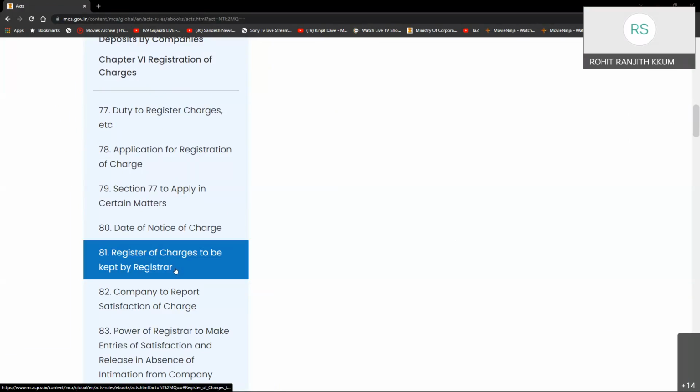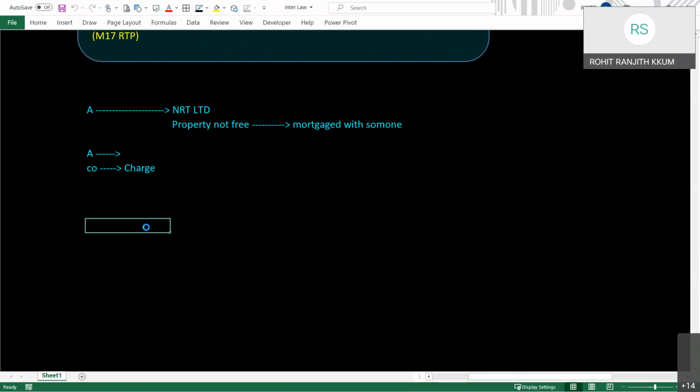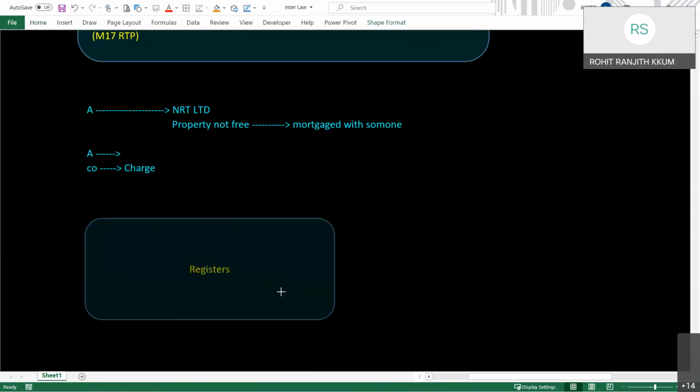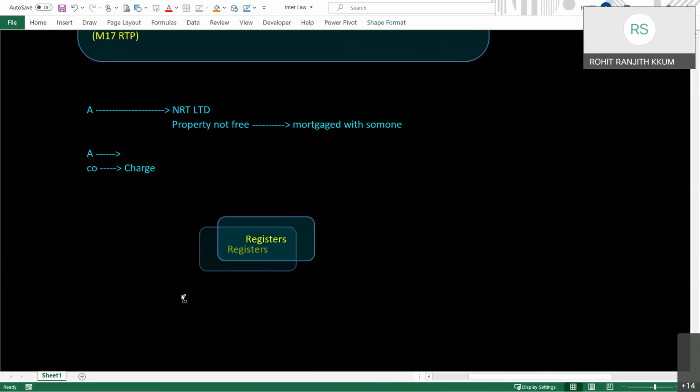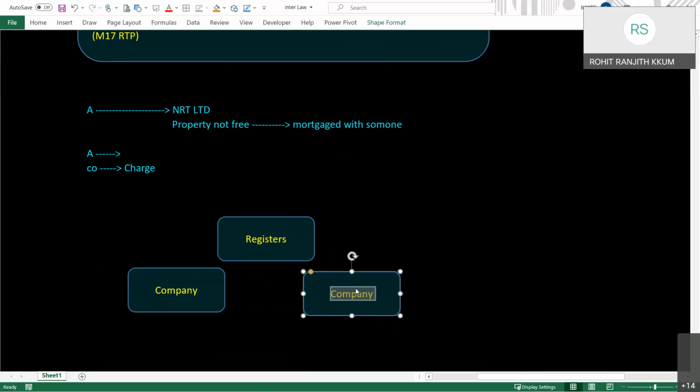So section 81, register of charges to be kept by registrar. Now, what do you mean by register? If you look at this entire provision, there are two kinds of registers. Register number one is kept by the company itself, and register number two is kept by the ROC, that means the registrar. Now, as far as the exam is concerned, what kind of questions may they ask?